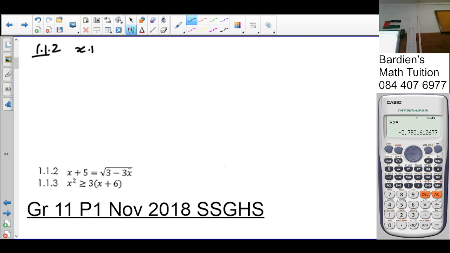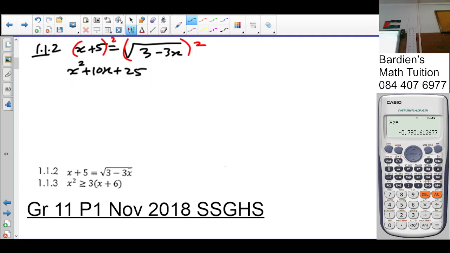In 1.1.2 we got x plus 5 is equal to the square root of 3 minus 3x. People, is the root isolated already? Is the square root isolated already? The answer is yes. So I can go and square both sides. So that's going to give us x squared plus 10x plus 25. Now if you didn't get that answer, you must always write out the binomial twice and multiply it. Don't be brave and work it out in your head if you are getting it wrong.